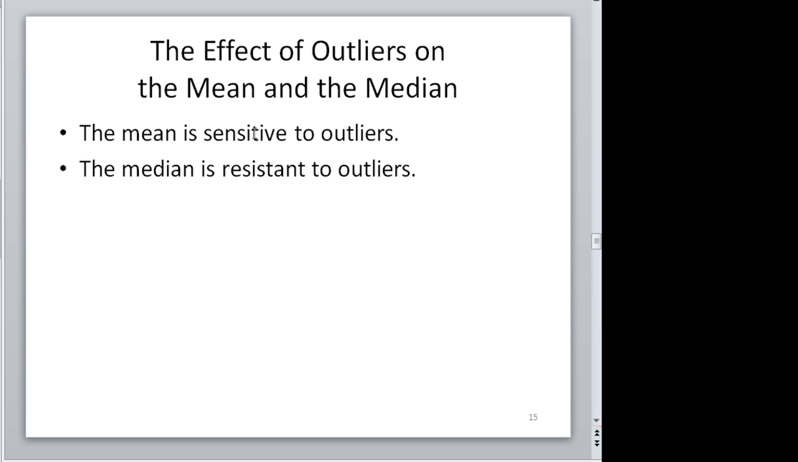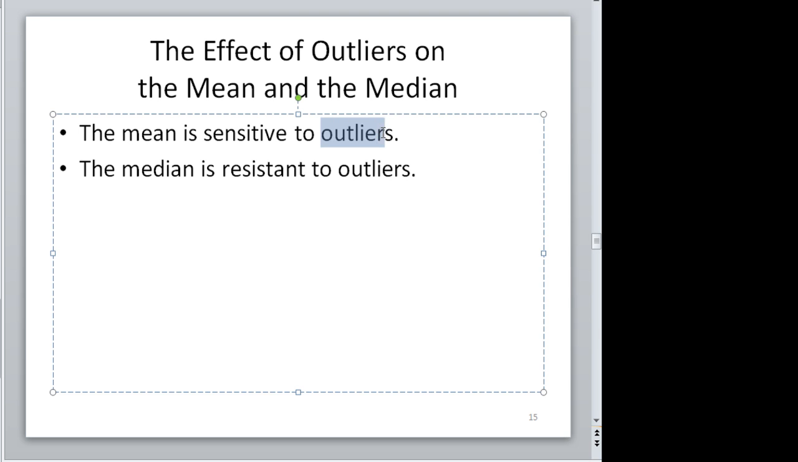So the mean is sensitive to outliers. What's an outlier? An outlier is an extremely big or extremely small number. The mean is sensitive because if there's an extremely big or extremely small number, it will definitely affect the entire data set. For the median, however, an extremely small or extremely big value doesn't really matter. It will not change the median because the median is the middle number. That's why.